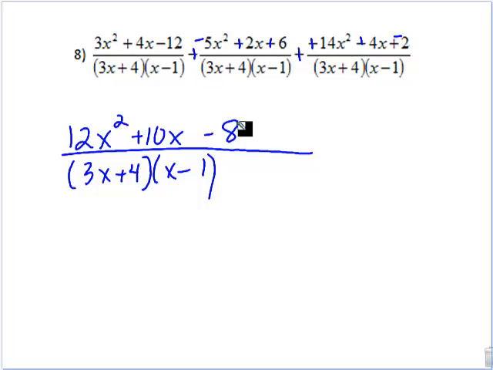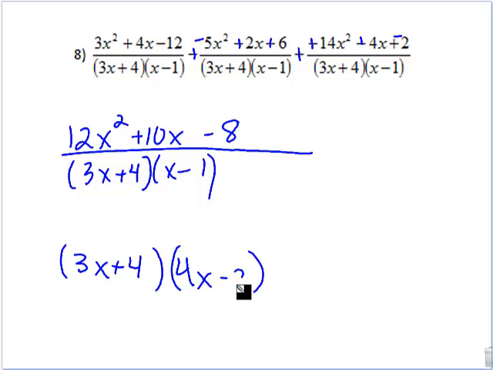So now what do we need to check? Yeah, we need to check to see if this would factor to either a 3x plus 4 or an x minus 1. So let's first see if this factors with 3x plus 4. So we're going to make the first factor 3x plus 4. If this is 3x, what is our first term? That's got to be a 4x. And if this is 4, what does the other last term have to be? It's got to be a negative 2.